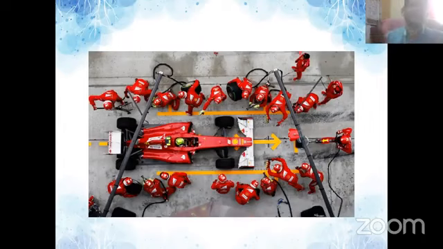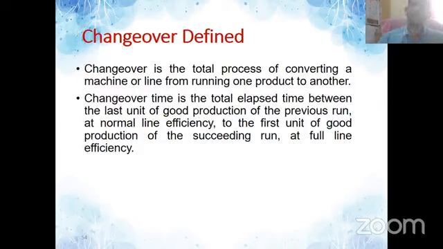We have certain SKUs, stock keeping units. We have a single machine which can produce a 500 ml packet and a 1000 ml packet. The changeover from 500 ml to 1000 ml takes certain time. If we reduce this time, we can save time and increase our on-product time. What is changeover? Changeover is the total process of converting a machine or line from running one product to another. It is the total elapsed time between the last unit of good production of the previous run.